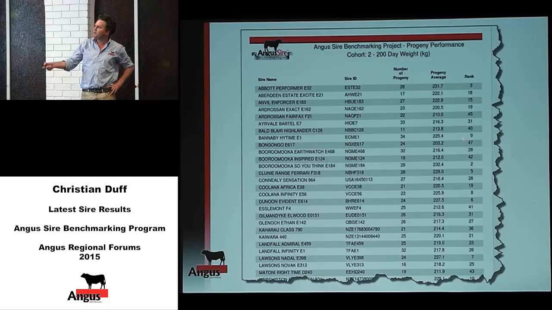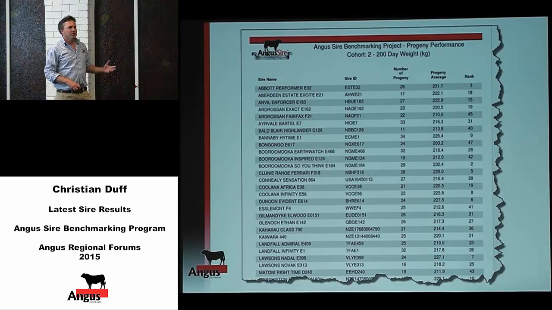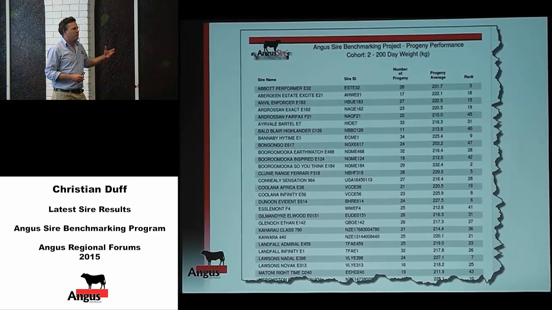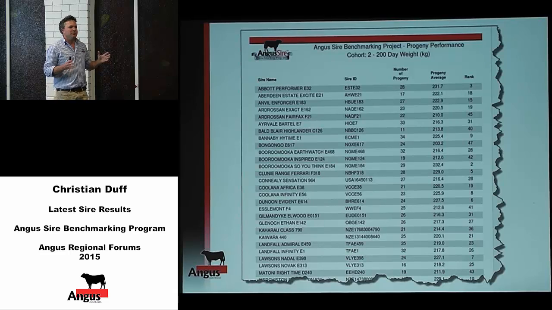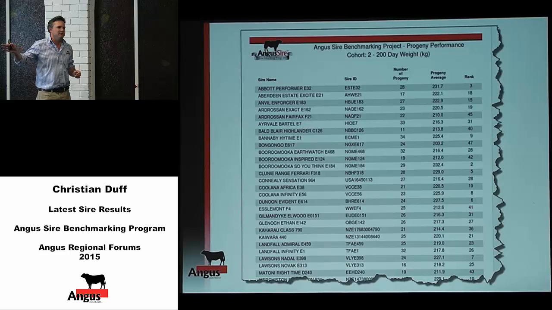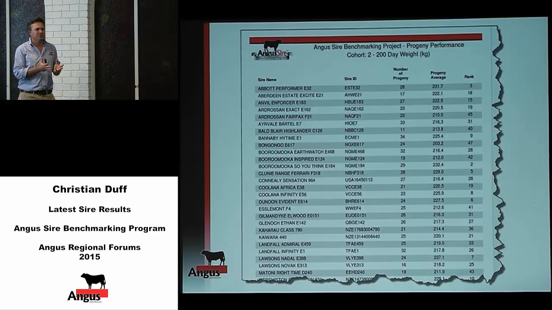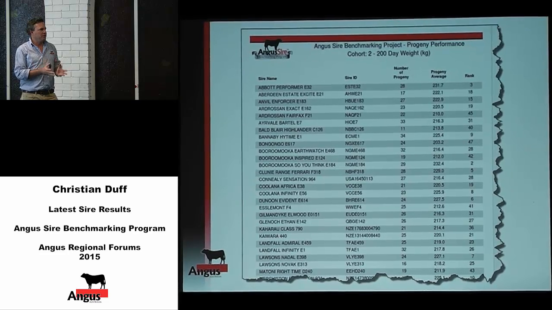Okay, so what we do then is we just give you a rank. Depending on the trait, it'll rank in order from ascending or descending. In regards to 200-day weight, for a weight trait, it'll be ranked from highest to lowest. In regards to, say, birth weight, it'll be ranked from lowest to highest. Okay? But this information can only be compared within cohort, within the trait. You can't compare these values from cohort 1 to cohort 2. They only can be compared within cohort, okay? So it's really there just to give you an indication of how bulls perform and how their progeny performed for a particular trait within the cohort of the Sire Benchmarking Program.